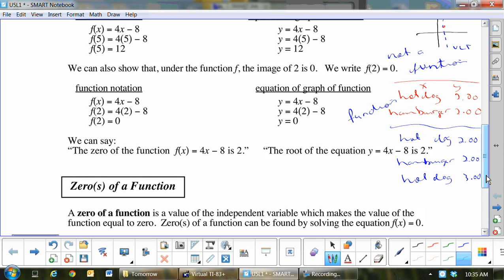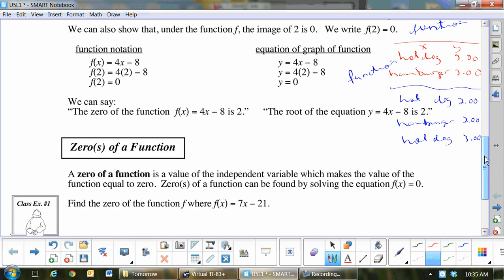But it's not a function. It's 1 x giving two different y's. Do you see that? So this is probably the simplest way I can explain the difference between a function and not a function. It's 1 x giving two different y's. But different x's can give the same y's.